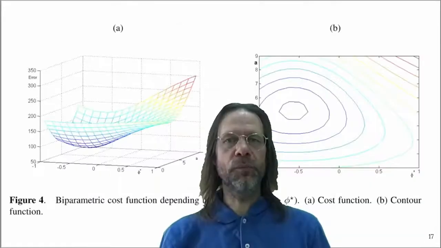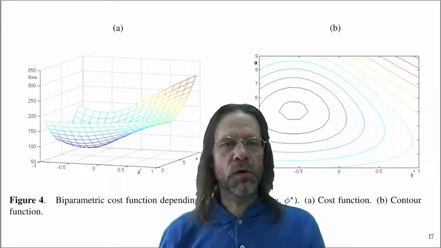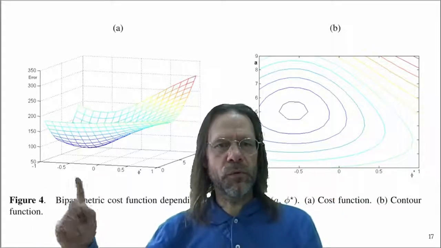So if there are two free parameters, then the visualization of the cost function is analogous, giving a visual hint where the optimal parameters are located. So here in the contour plot and here in the 3D plot.